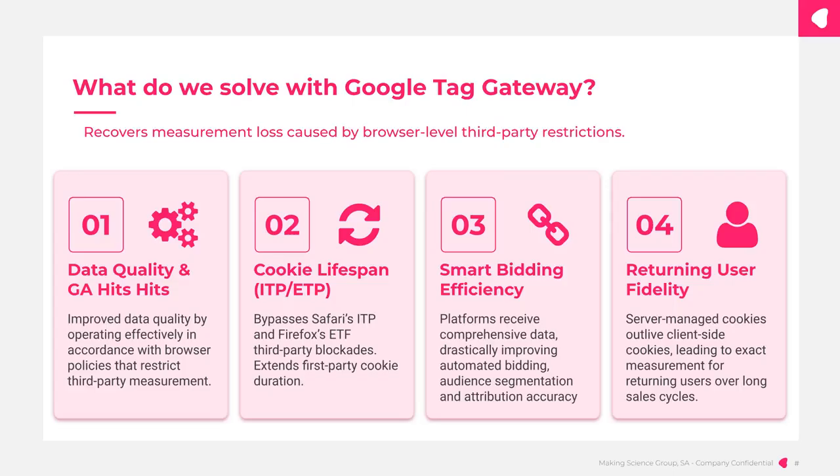We are not creating conversions. We are recovering measurement loss caused by third-party blocking. On average, we see recovery in the range of double-digit percentage improvements in measured conversions. That directly improves modeling, bidding efficiency, and attribution confidence.